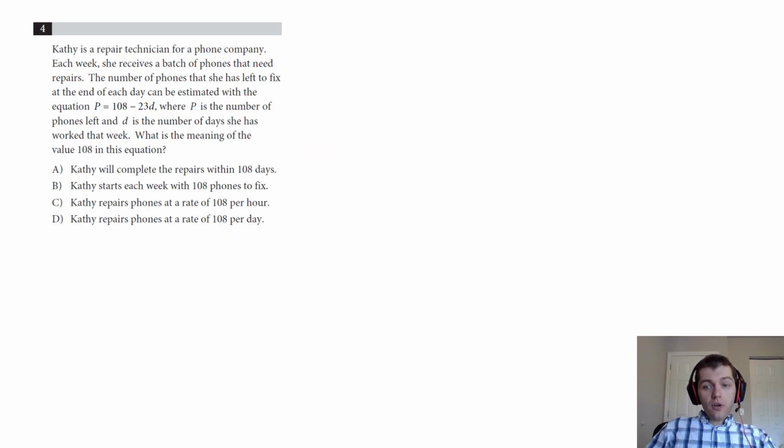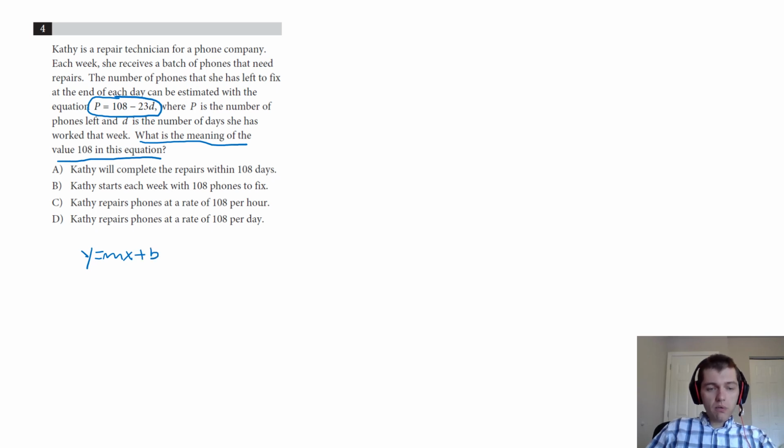Problem number 4. You can see that they give you a wall of text. Always start by asking what is it they're asking for, and what they're asking for comes at the end of this wall of text. What is the meaning of the 108 in this equation? So think, they're asking for an equation. What's the only equation they give you? It's this: P is equal to 108 minus 23D. And you can look and identify that is an equation for a line. It's the y equals mx plus b form of a line.